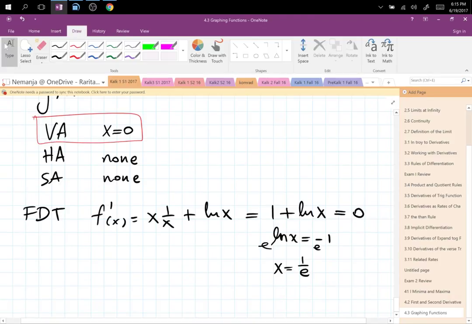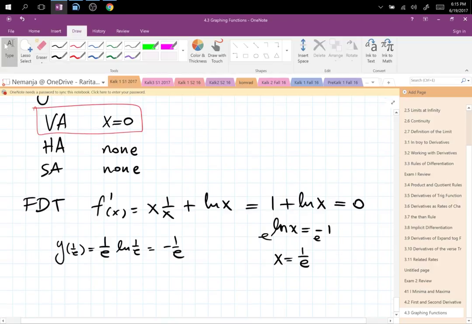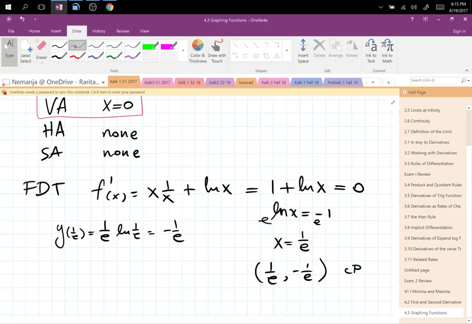So we have a critical point. We have to find the y value for it, so let's find the y value. It's 1 over e times ln of 1 over e, which is, that's a negative 1, so negative 1 over e. So I have (1 over e, negative 1 over e) as the critical point. I don't know yet what it is. Should be something, a min or a max. We'll see.